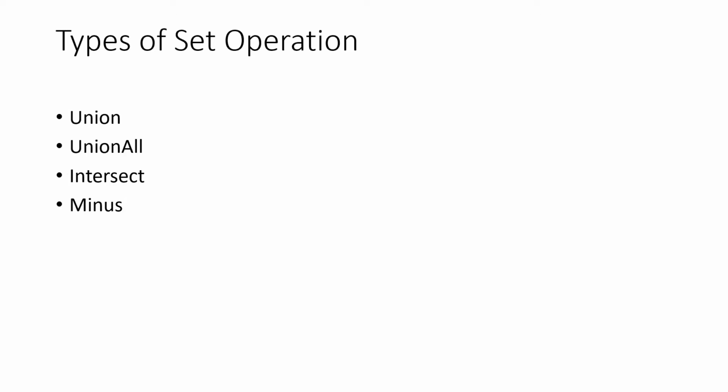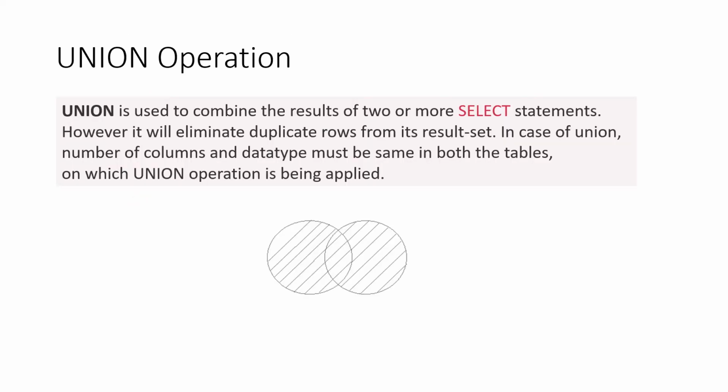So these are the types of set operations. First is union, then union all, then intersect, and then minus. So this is the first operation, union. We can see here two sets, and we are taking the whole shaded area as the union.